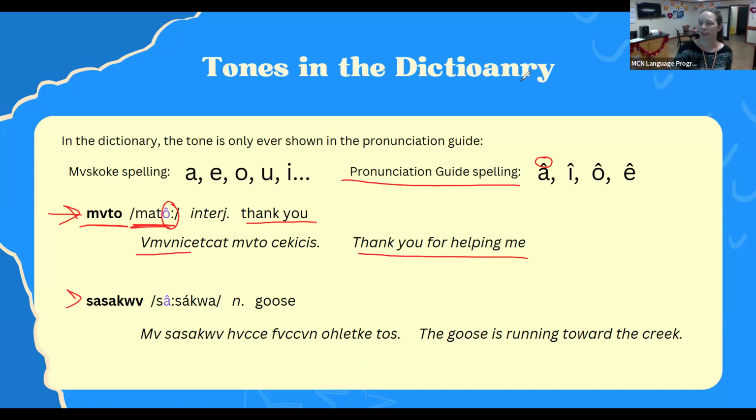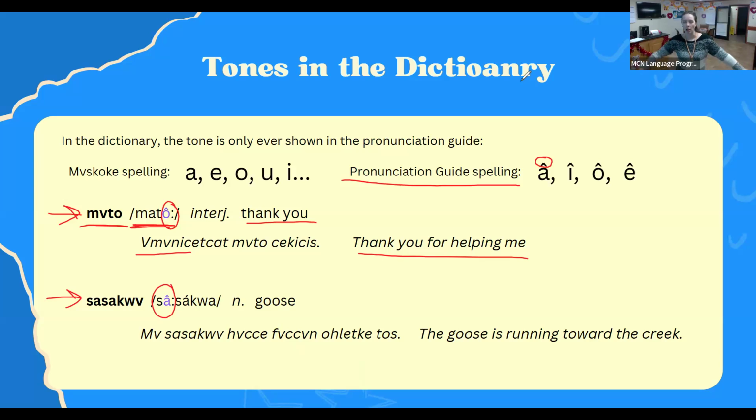Another one is sasagwa. Now I say this word with a nasal. The elder that taught me uses a nasal for this word. The dictionary version does not. So take that as you will. The dictionary would be then sasagwa, but I'm used to the way that the elder who taught me that word says it. But you can see that first A, it's got its hat, so it has a tone. Sasagwa.